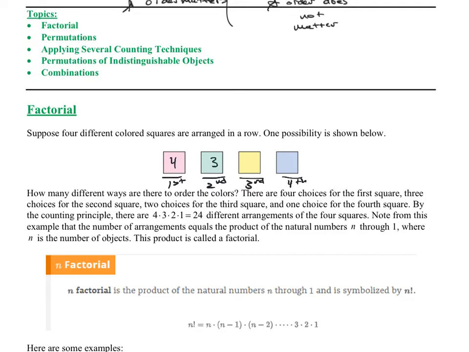That would leave me with 3 different color options for the second because there's no repetition, 2 for the third, and 1 for the last. The fundamental counting principle says you would multiply that out, which would give you 24 different possible options of arranging these 4, presuming that order matters. This product, 4 times 3 times 2 times 1, is called a factorial.